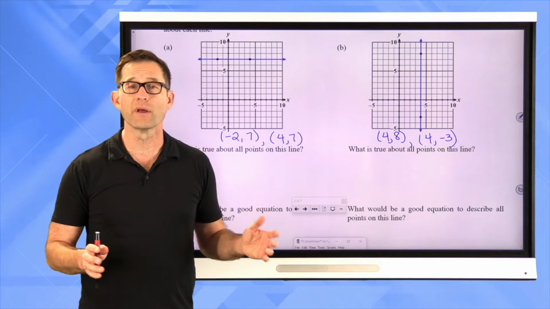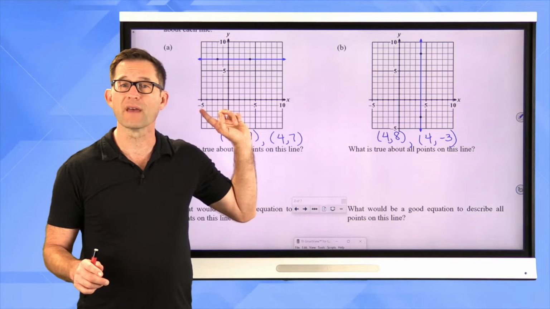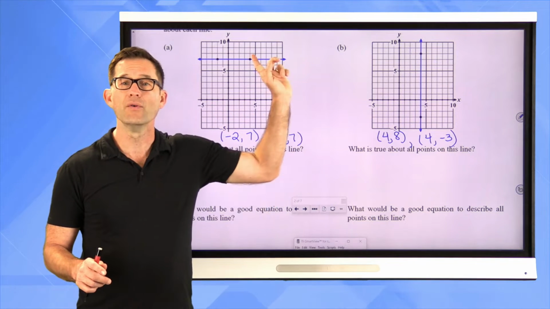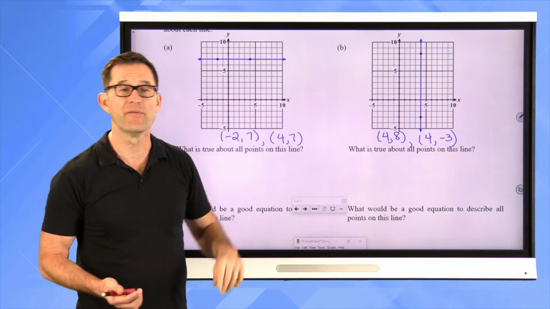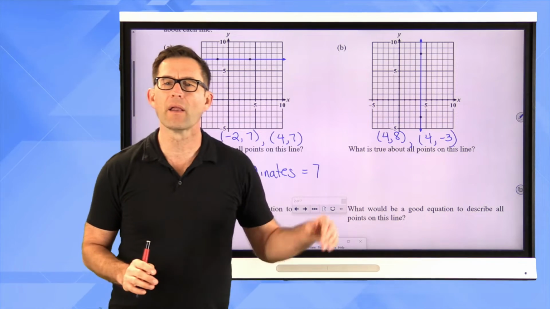The x-coordinate could be a variety of different things, but the y-coordinate is going to be 7 because everywhere along this line, those points are 7 units above the x-axis. So all y-coordinates equal 7. And let's answer the same thing about letter B as well.